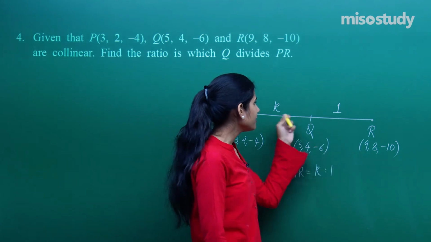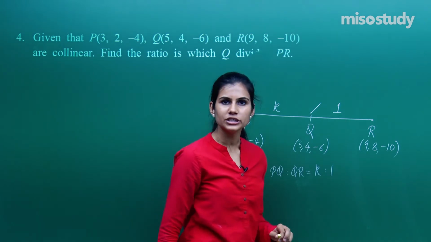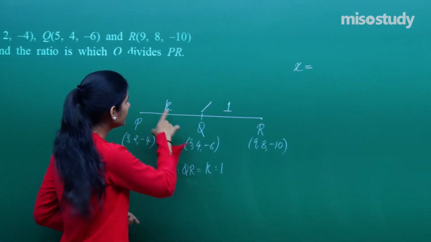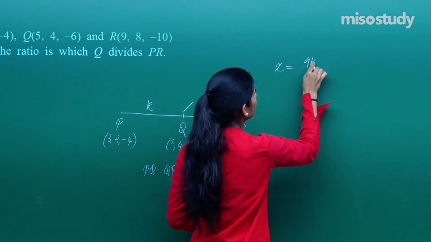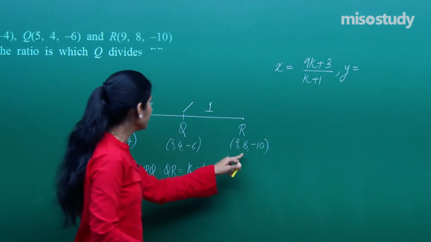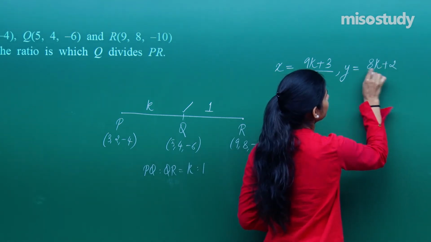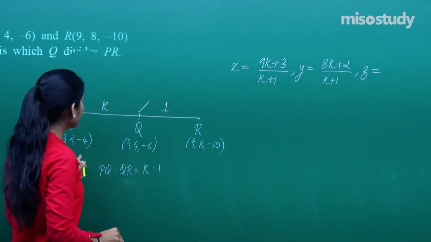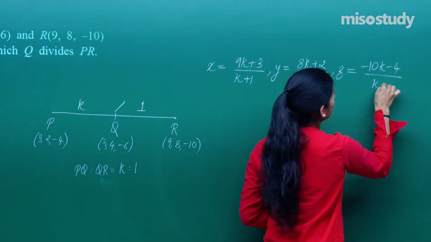If Q is dividing PR in the ratio K is to 1, then with the help of this ratio, I can calculate the coordinates of point Q. What is the x coordinate of Q? X coordinate of Q would be K into 9, 9K plus 3 upon K plus 1. Y coordinate of Q would be 8K plus 2 upon K plus 1. I am just applying the section formula. And Z coordinate of Q would be minus 10K minus 4 upon K plus 1.